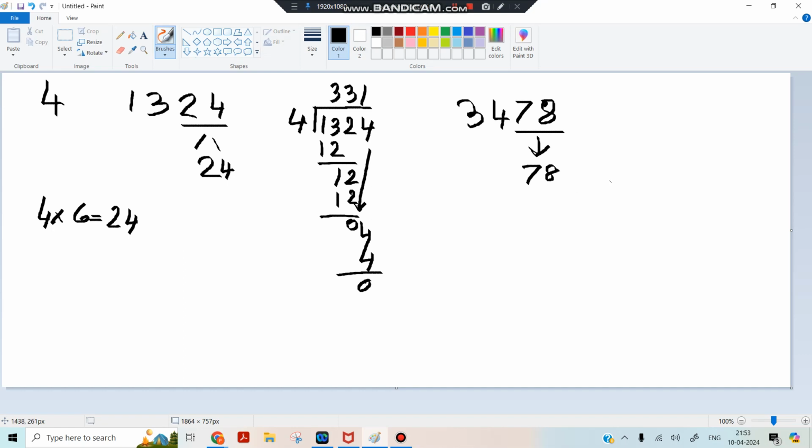It doesn't. Why? Because 4 times 20 is 80, so 4 times 19 is 76. So let's try to divide 78 and check. So 78 is not divisible by 4. So this whole number 3478 will also not be divisible by 4. Let's verify.